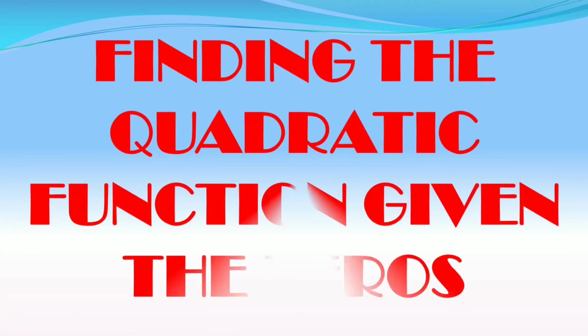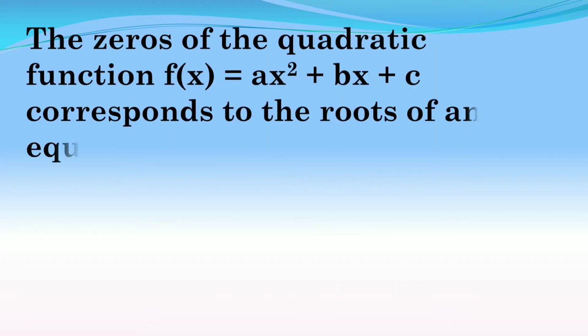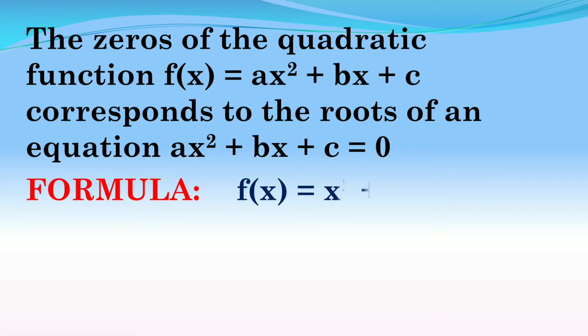Ang lesson natin sa araw na ito ay finding the quadratic function given the zeros. So this time, hahanapin natin si quadratic function mula sa given zeros. So the zeros of the quadratic function f of x equals ax squared plus bx plus c correspond to the roots of an equation ax squared plus bx plus c equals 0. So ito po yung formula na ating gagamitin.